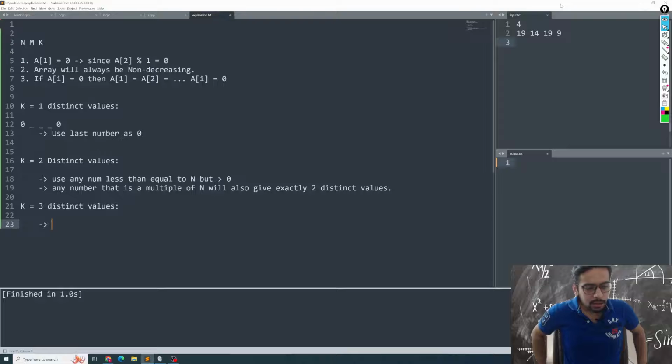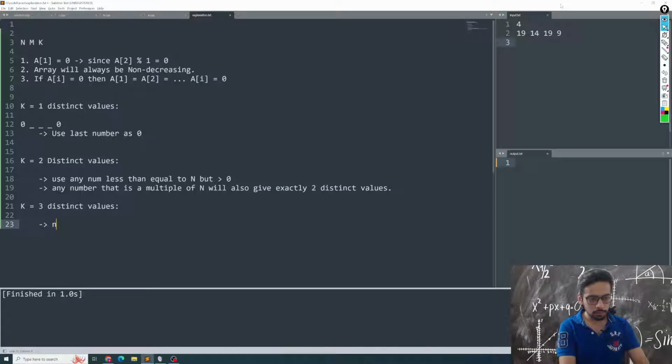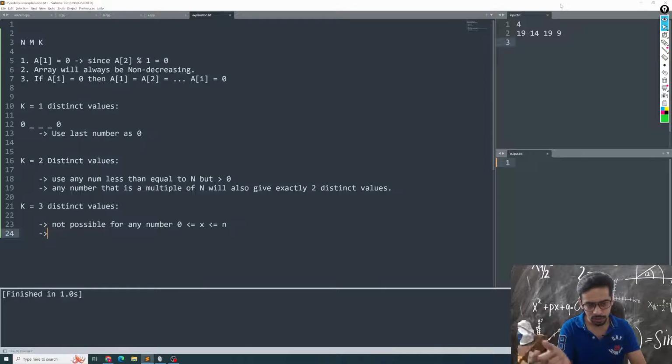So we know that k equal to 3 is not possible for any number, where x is the number I'm placing at the last position. Not possible for any number 0 till n, we already tried out. Also not possible for any multiple of n, x equal to n times some multiple. What about n plus 1? Let's try n plus 1.